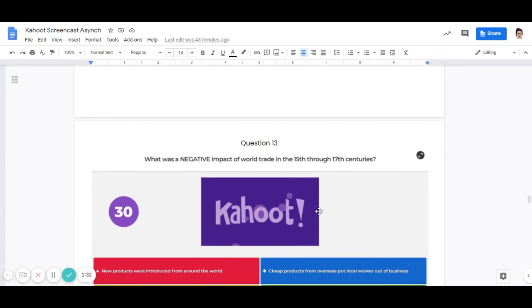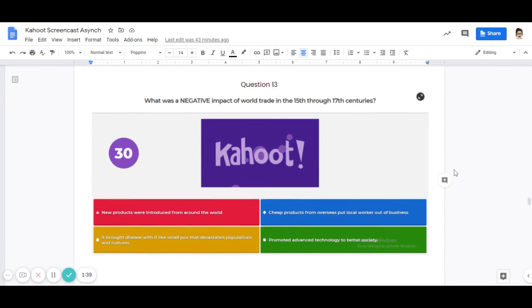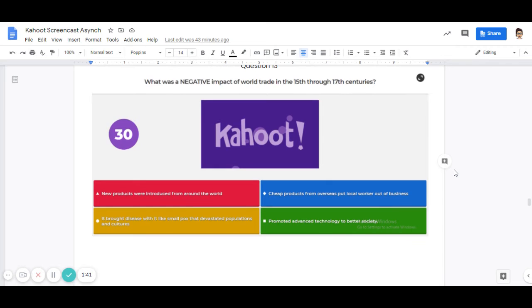Number 13. What was a negative effect of trade in the 15th through 17th centuries? So 2 of the negative things we talked about, one was slavery. The second one was disease. So the yellow circle. Remember, we talked about diseases like smallpox that were taken on the Columbian Exchange, where it wasn't taken on purpose, but it did wipe out whole populations of natives.